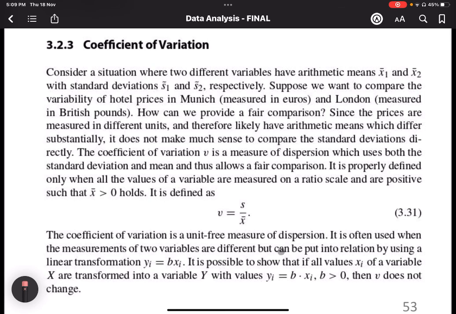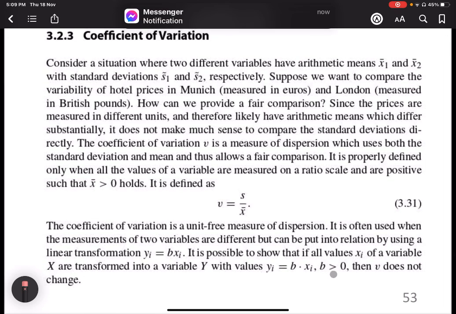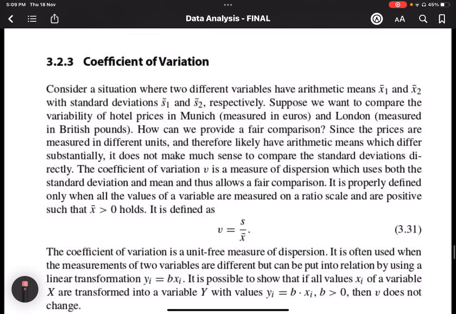It is often used when the measurements of two variables are different, but can be put into relation by using a linear transformation yi equals b times xi. It's possible to show that if all values xi of variable x are transformed to variable y with values yi equal to b times xi, if b is greater than 0, then the coefficient of variation does not change. Yan, yun ang kanyang condition. No? Si b is greater than 0 dapat. Okay? So, these are the uses of the coefficient of variation.